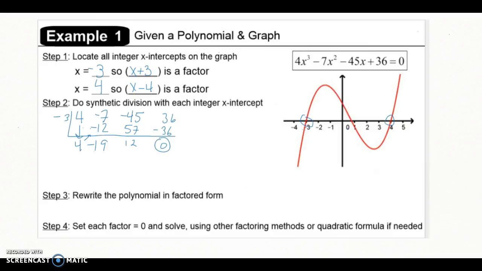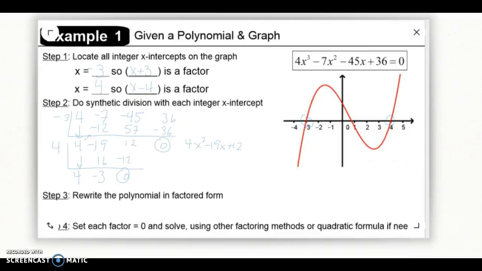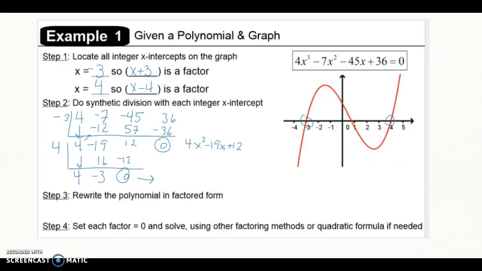And we can just leave these numbers right here and move on to the next synthetic division, because this represents the polynomial 4x squared minus 19x plus 12, which would be the factor of this polynomial if we factored out x plus 3. But let's also factor out this x minus 4. Bring down the 4. 4 times 4 is 16. Add these two together, -3. -3 times 4 is -12. Add those together, 0. Booyah, grandma. Gives us the remaining factor of 4x minus 3.